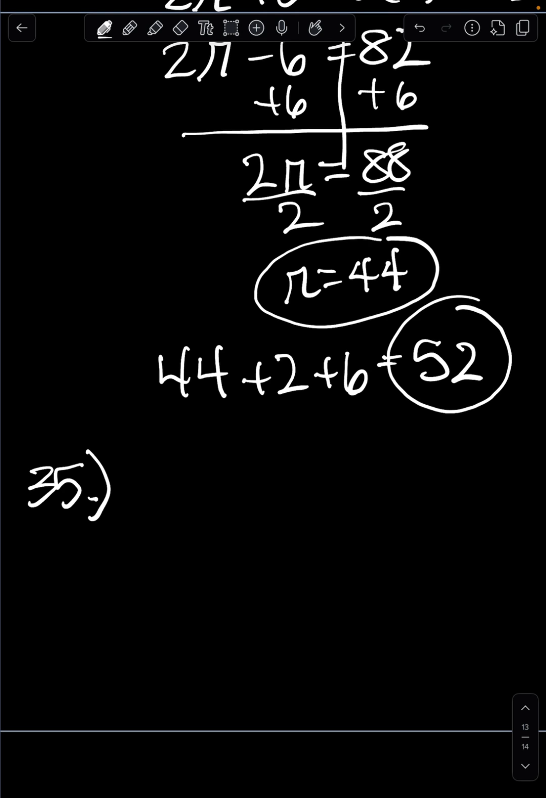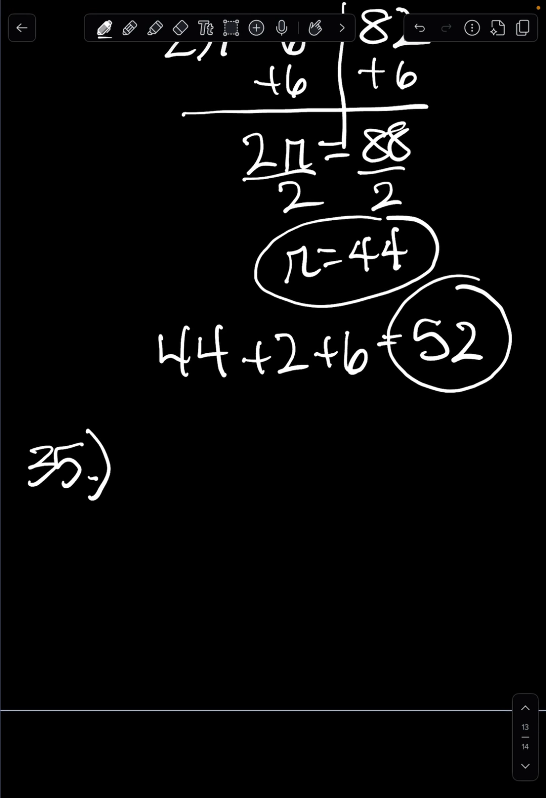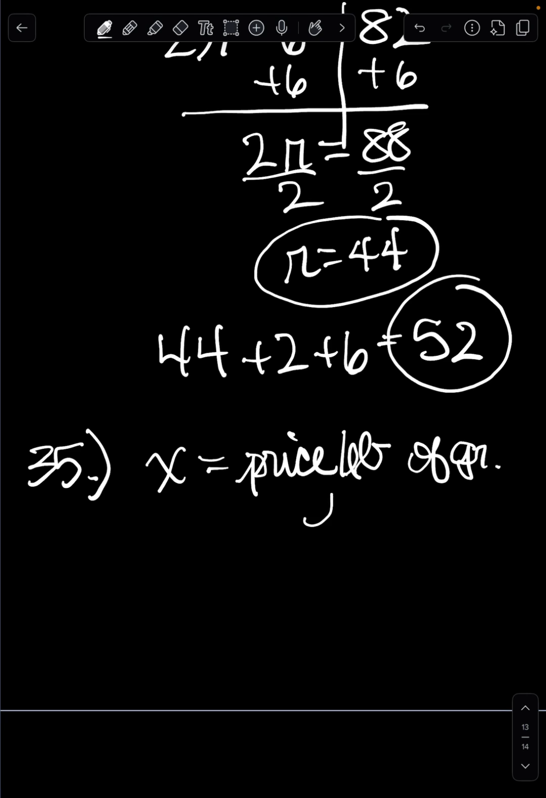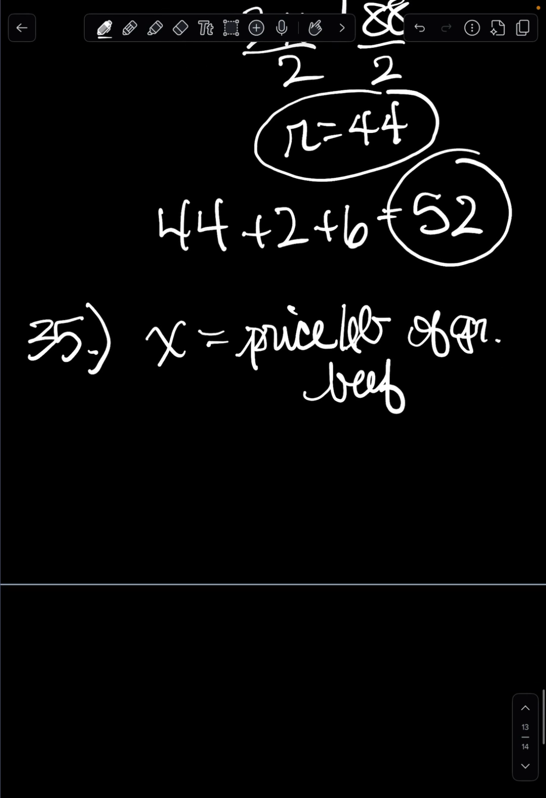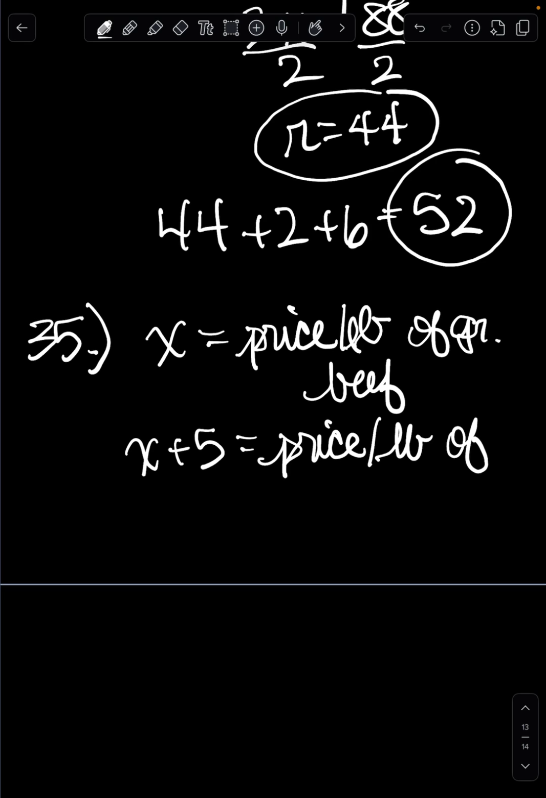We have to make a decision. Let's just go with the beef. Let's say X equals price per pound of ground beef. Okay. The steak costs $5 more than the ground beef. I might even write this down here just as a note. If we take our ground beef and we add 5, that's going to give us the price per pound of steak.